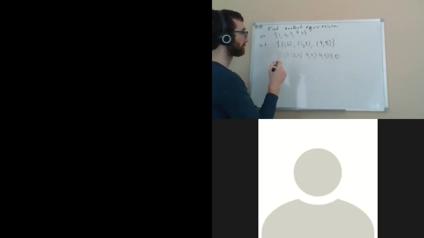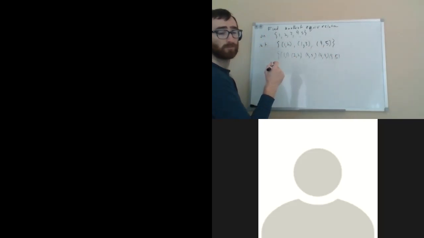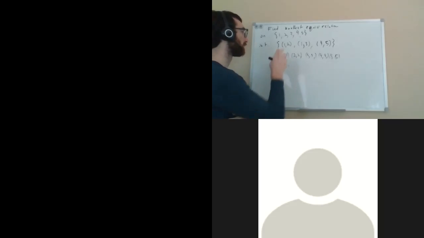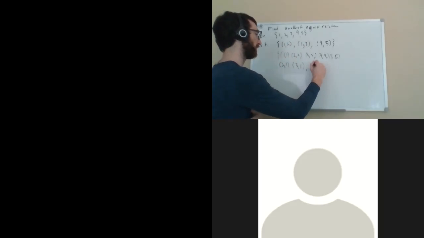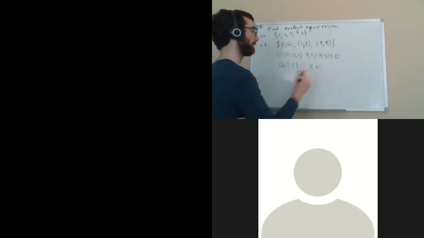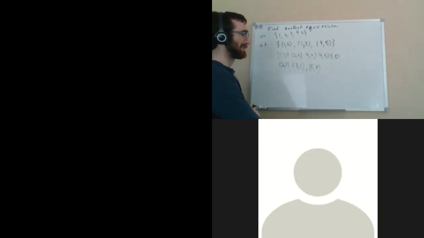Right. And then you need to satisfy symmetric. So you would also need (2, 1), (3, 1), and (5, 4). Yep. And then you just have to make sure it's transitive too. Right. And this is currently not transitive, right?